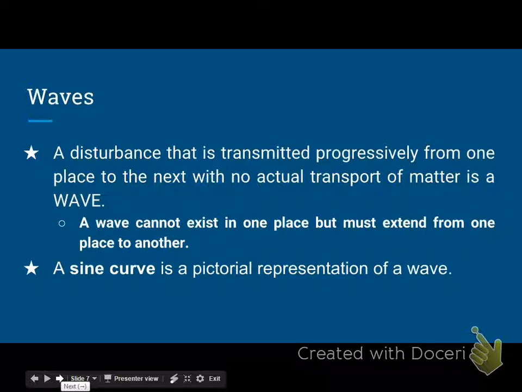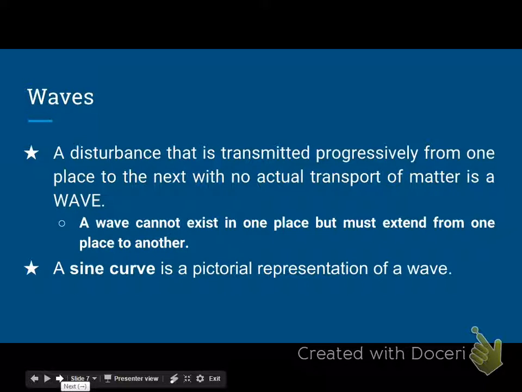And so a wave is simply a disturbance in the force that's transmitted progressively from one place to the next with no actual transport of matter. Now, what does that mean? All it means is that we have energy moving through either a vacuum or a medium without actually moving the matter that it's moving through.